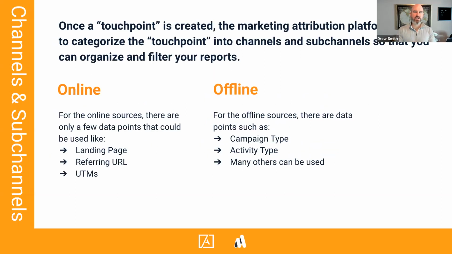So once the touch point's created, the marketing attribution platform needs to categorize that touch point into a channel and sometimes a sub-channel so that you can organize and filter your reports. For the offline sources, they use things like campaign type and activity type, and a lot of other different data types that can be used to categorize those. But for the online sources, there's really only a few data points that you can use. And those are things like landing page, referring URL, and then UTMs.